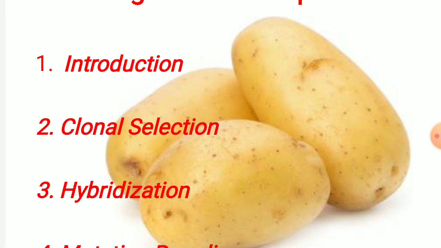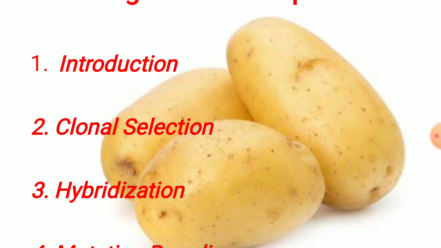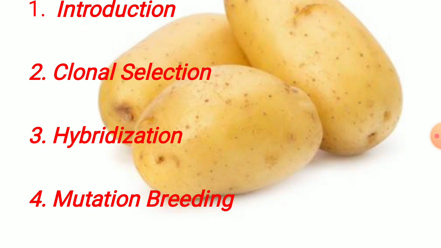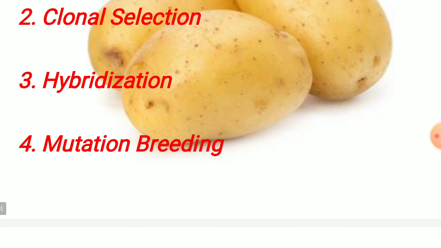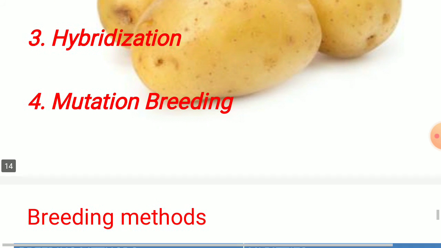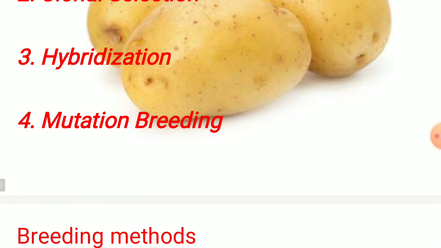So what is introduction? Introduction, the improved varieties are grown in a new environment in which they were not grown earlier, is called introduction. Clonal selection, selection of improved quality tuber for crop raising is known as clonal selection. The next, hybridization, the phenomenon of crossing between two dissimilar individuals is called hybridization. The next, mutation breeding, inducing heritable change in the genotype with the help of some mutagenic agent.